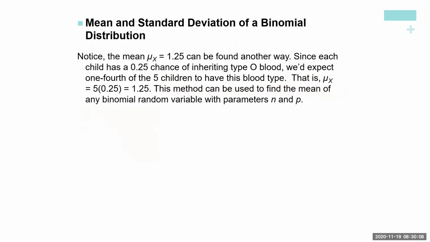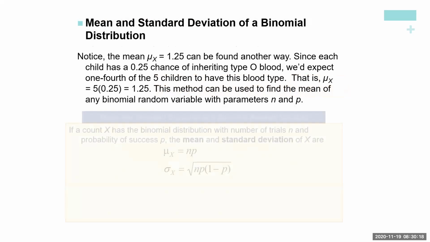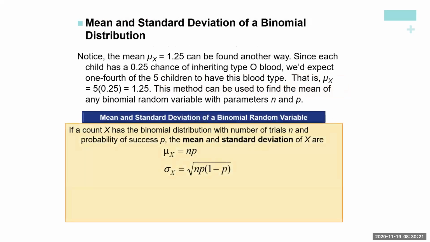So notice that the mean equals 1.25 can be found another way. Since each child has a 0.25 chance of inheriting type O, we'd expect 1/4 of the 5 children to have this type. That is, the mean of X, mu of X, equals 5 times 0.25, which equals 1.25. This method can be used to find the mean of any binomial random variable with parameters n and p.